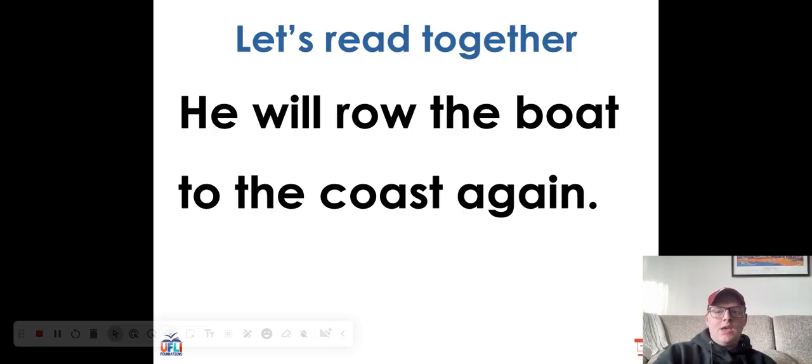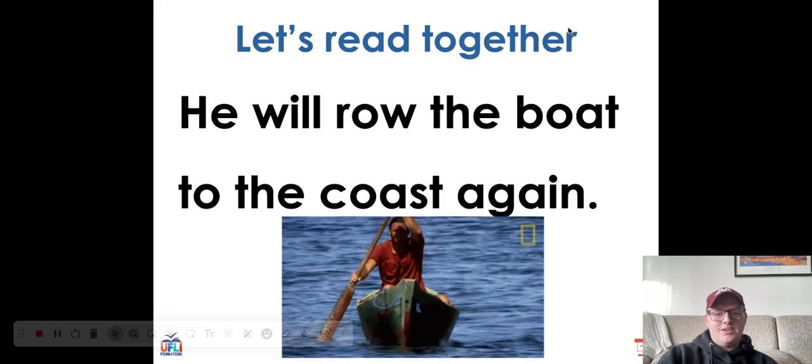The coast is like the edge of the land. So if you go to California or if you go down to Florida and you see the ocean, you're on the coast. He will row the boat to the coast again.